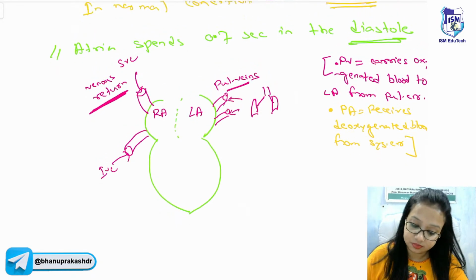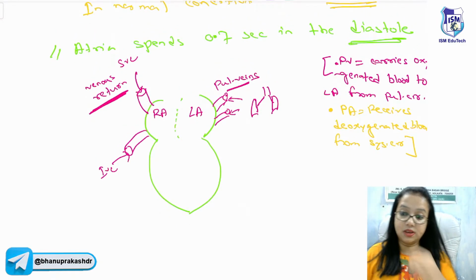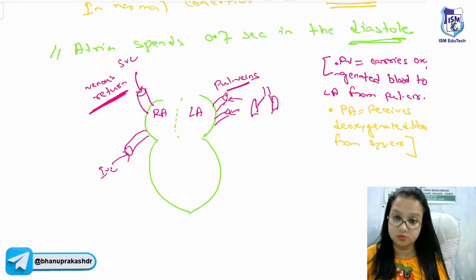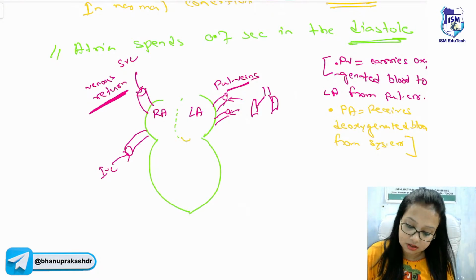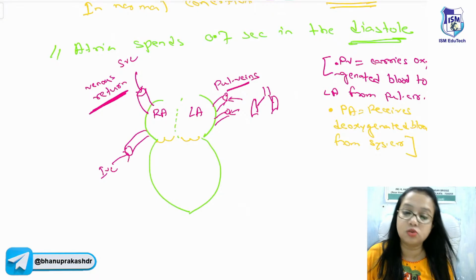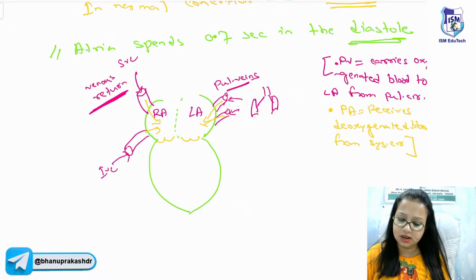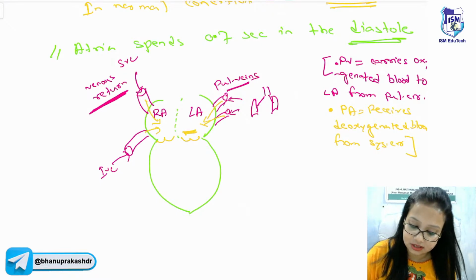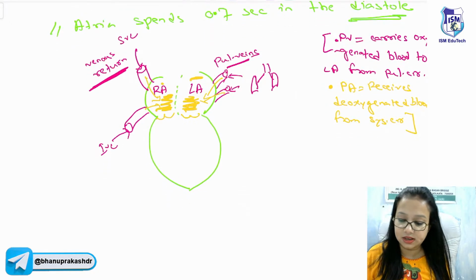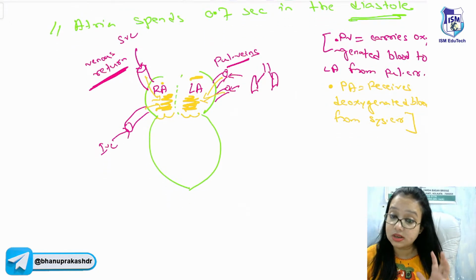Okay. Now, when the atria get filled with blood, what does it do? It happens at a very slow pace. When this is happening, the AV valves are closed. When it is receiving the blood, the AV valves are closed. Okay, and gradually with the filling, there is an increase in the pressure. So throughout the cardiac cycle, the atria is in the filling phase only.